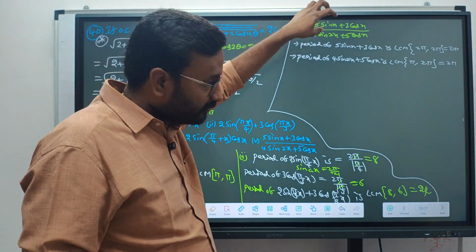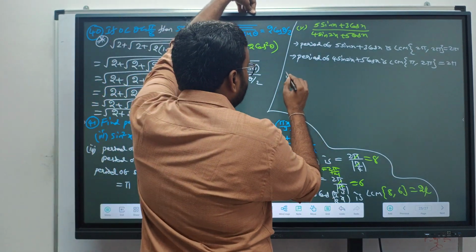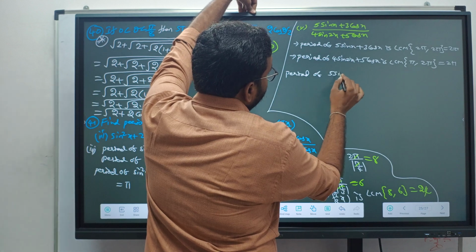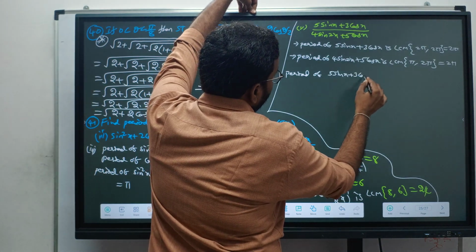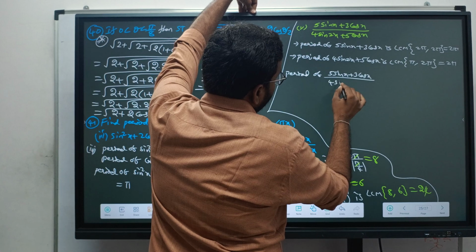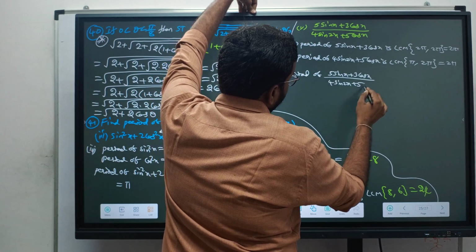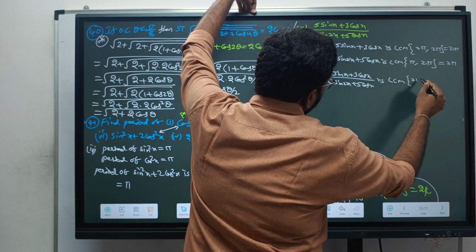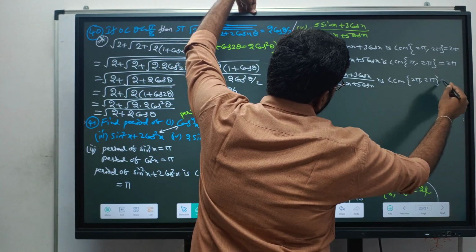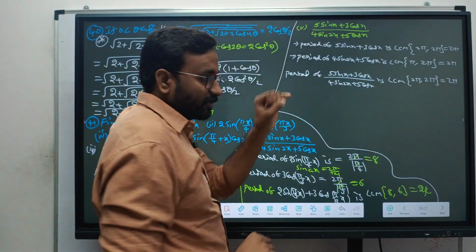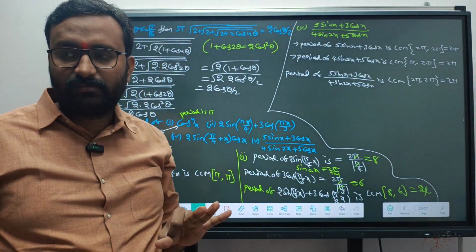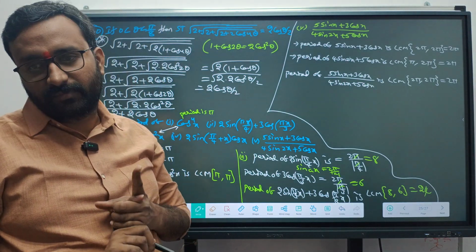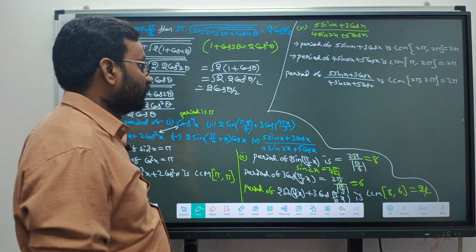Again we need to find the period of this fraction. So the period of (5 sin x plus 3 cos x) by (4 sin 2x plus 5 cos x) is the LCM of 2 pi comma 2 pi, which is again 2 pi. So for addition, subtraction, division, what do you have to do? LCM. Not for multiplication. How can we solve for multiplication?